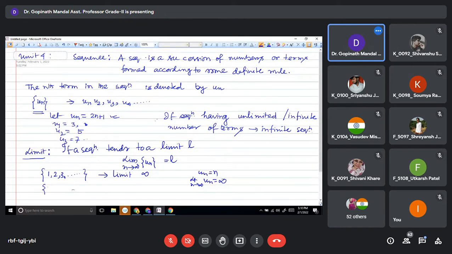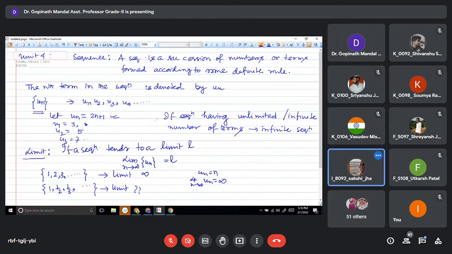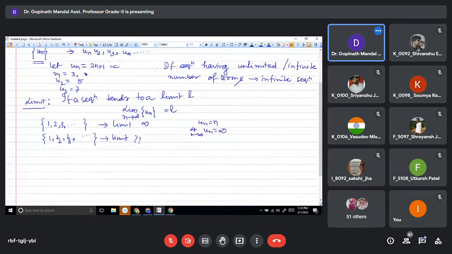And suppose we have the sequence 1, 1 by 2, 1 by 3, and so on. In that case, limit will be what? 0. In that case, limit will be 0, right? Because un is equal to 1 by n. So limit n tending to infinity, un is limit n tending to infinity 1 by n, that is 0. So limit will be 0.